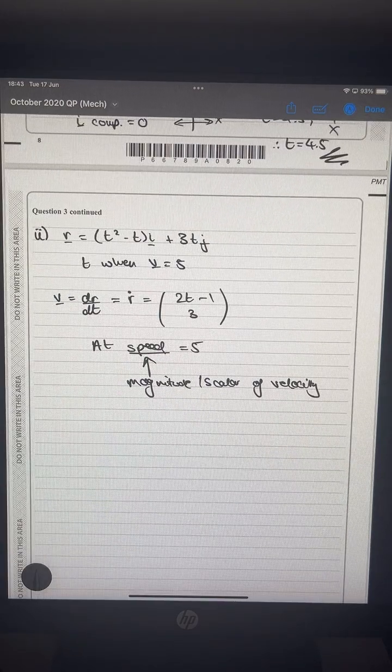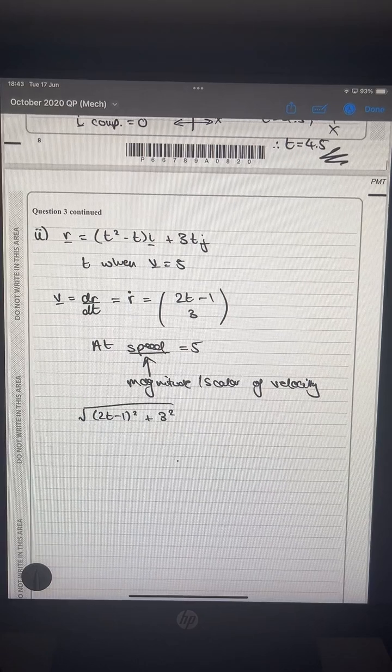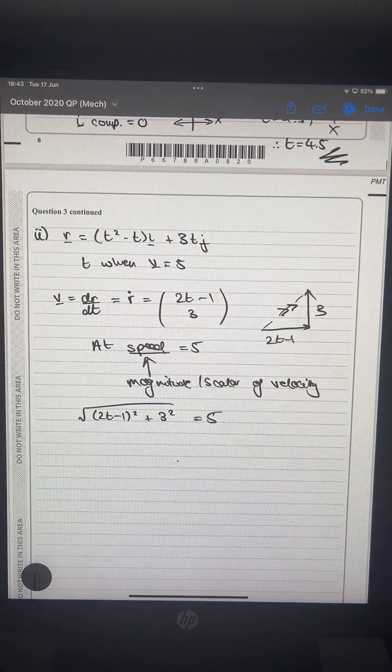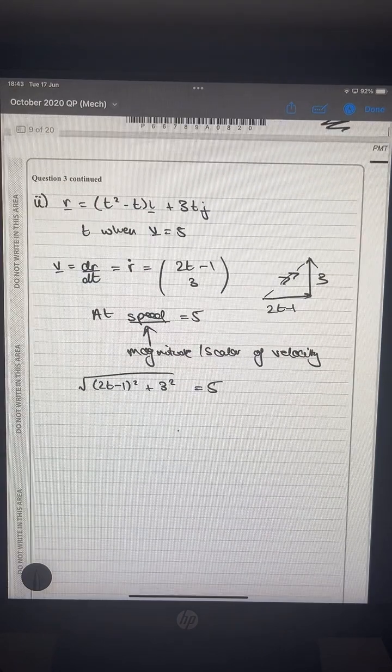Pythagoras, exactly. So you know that the speed is going to be equal to the square root of (2t minus 1) squared plus 3 squared. And what did they tell me the speed was? 5. This is my equation, right? Because I'm going 2t minus 1 there, sorry, and 3 up. So the speed is just this bit. If you check my video on projectiles, I did a similar working there. I think it's the last video I posted. You just need to find the magnitude.